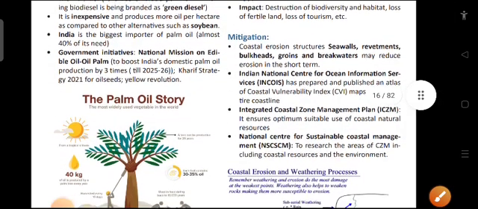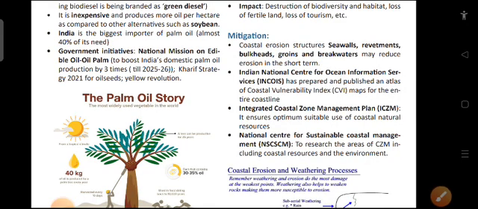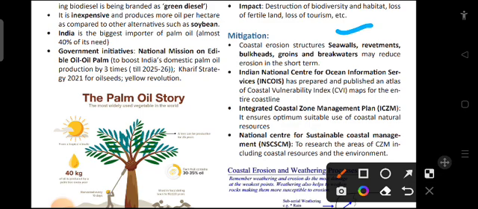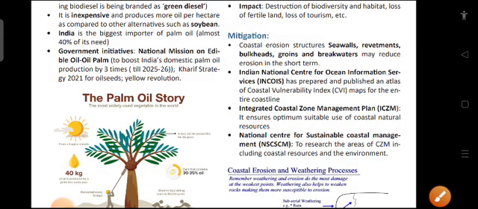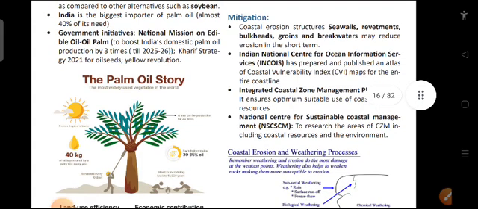Now what are the mitigation measures? Coastal erosion structures like seawalls, revetments, bypass, groins, breakwaters may reduce erosion in the short term. These are the short-term measures. The Indian National Centre for Ocean Information Services (INCOIS) has prepared and published an Atlas of Coastal Vulnerability Index (CVI) map for the entire coastline. So the INCOIS CVI map can help in prevention: if a particular coast is vulnerable, we can take some preventive measures.